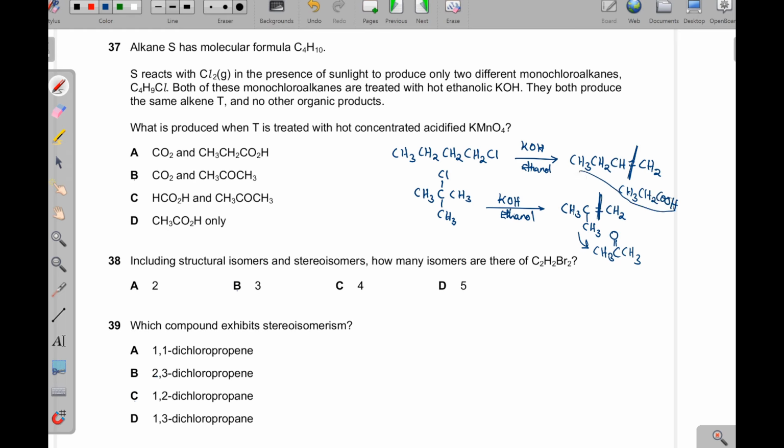Here we get COOH, and then we shall also get the carbon dioxide there. Okay, but they are saying that they both produce the same alkene. You see that? And no other organic products. But when we look at this one, if they produce the same alkene, then they are supposed to give us the same product here. So I have to change this one here.